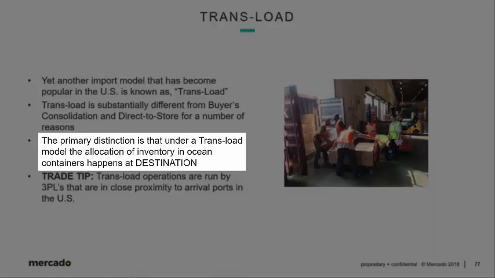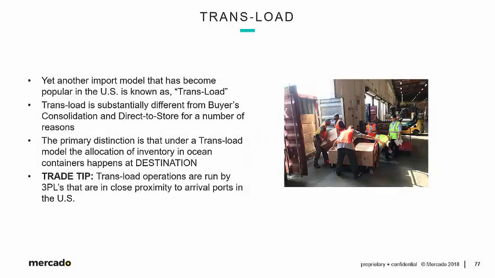Third bullet, the most important one on this slide, is that the primary distinction is that under a transload model, the allocation of inventory in ocean containers happens at destination. Under buyer's consol and direct to store, inventory is allocated at origin. Under transload, it's destination. And let us point out that the photos shown in these slides are actual transload operations in the United States.